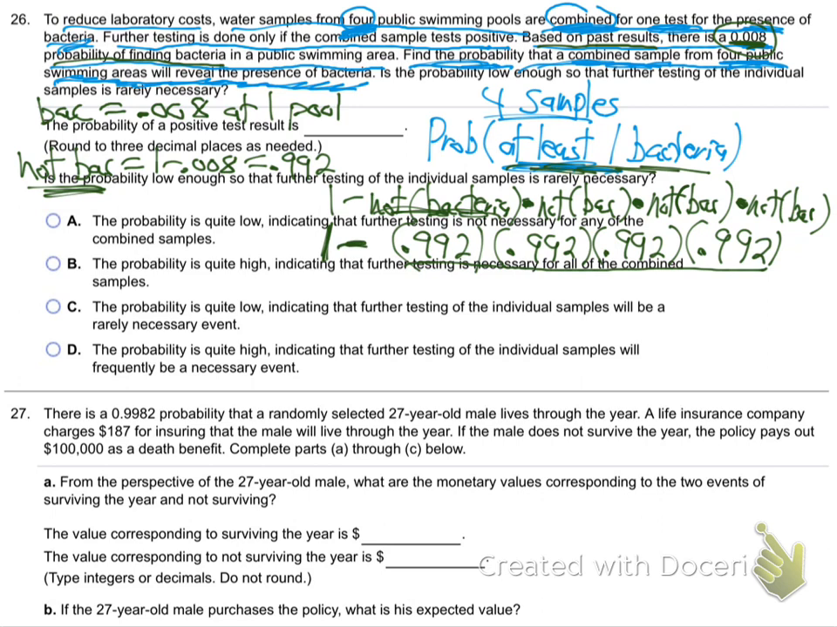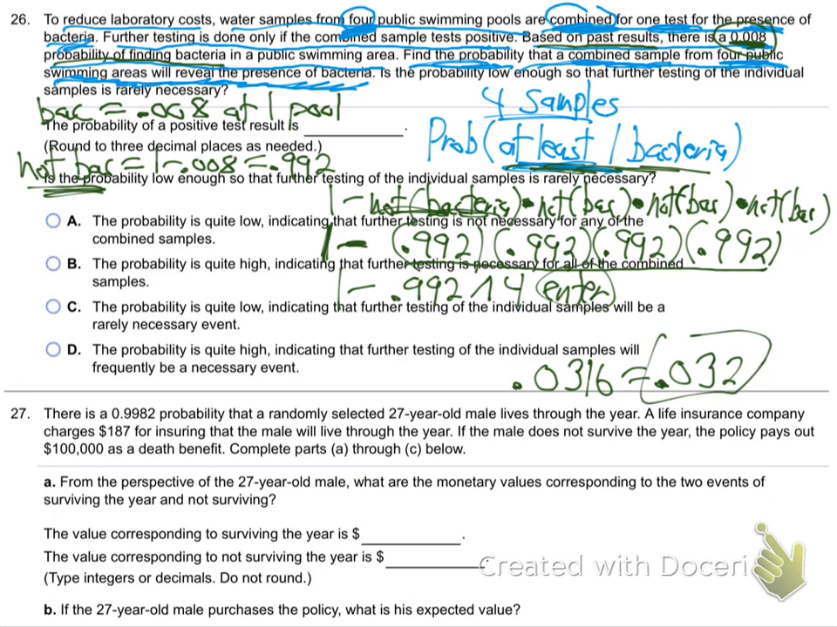So just hit the buttons on your calculator. I'm going to do that myself right now. To save time, you can go 1 minus 0.992 to the power of 4, that up arrow 4, and hit enter. It does the 4th power for you. And I'm getting 0.0316, which rounds to 0.032 because they want it to 3 decimal places, as they say right here. There we go.